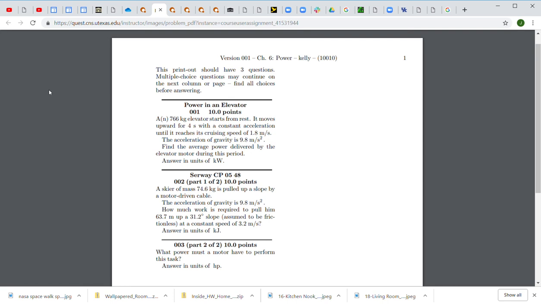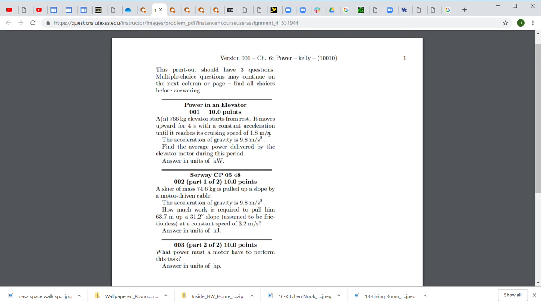So in this case, and we should pay attention, it says if you calculate the answer in watts, you have to convert to kilowatts by dividing by 1,000. In this case, we know the final cruising speed of the elevator, and so we can calculate using the definition of average power. The power is the work done by the elevator motor during this period.